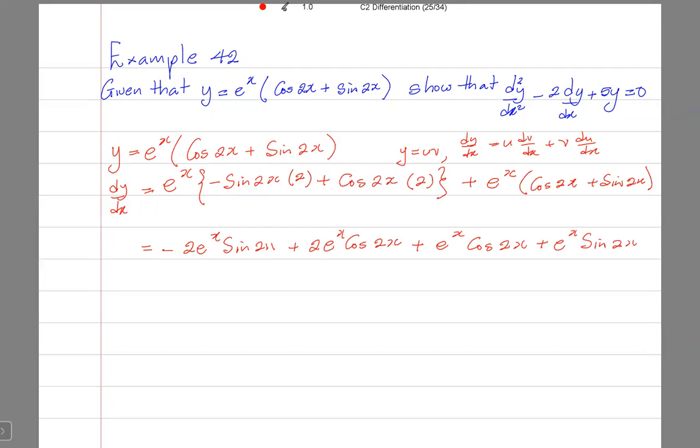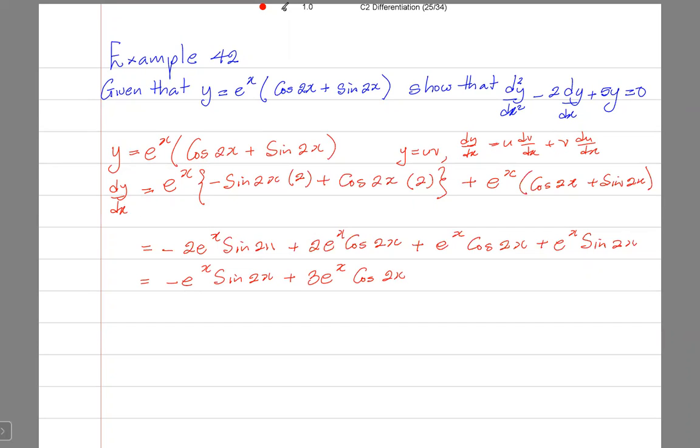So let's simplify by grouping like terms. You have 2, you have 1, so that's minus. So this is minus e to the x sine 2x, and this is plus 3 e to the x cosine 2x.